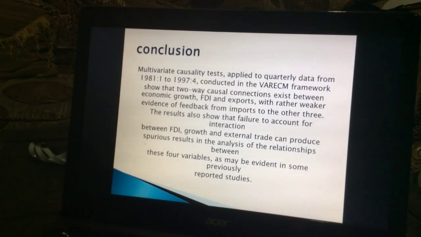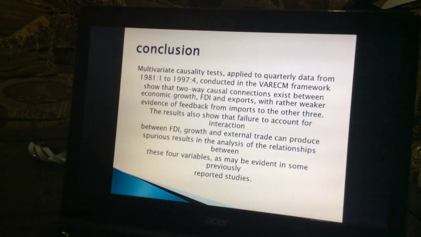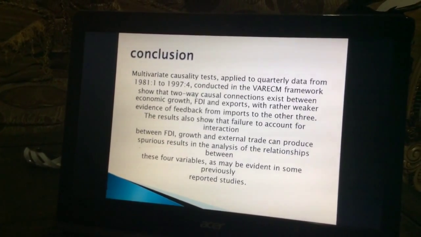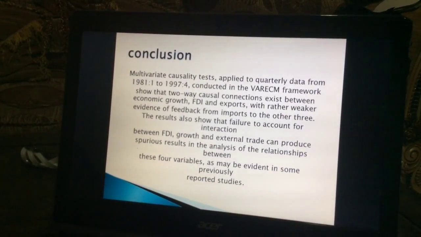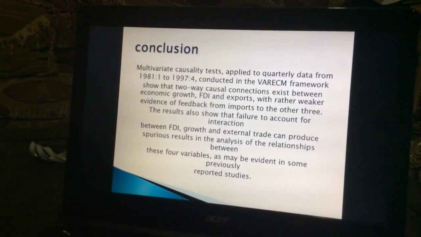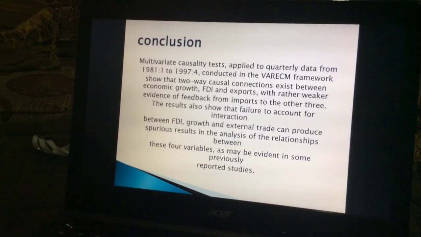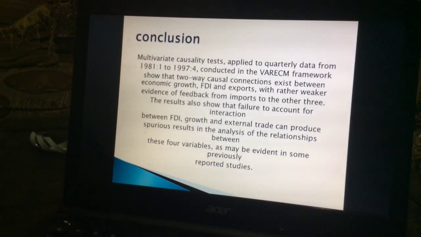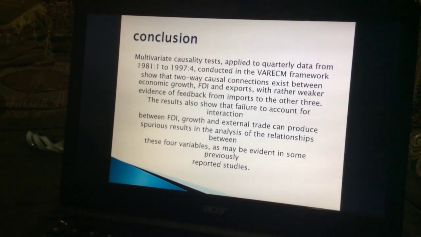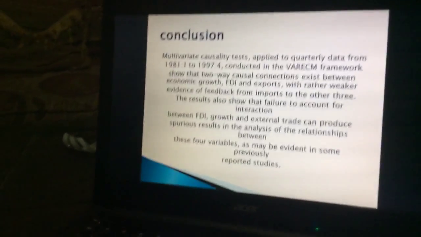Under the conclusion, the multivariate causality test applied to quarterly data from 1981 to 1997, conducted in the FAR ECM framework, shows that a two-way causal connection exists between economic growth, FDI, and exports, with rather weaker evidence of feedback from imports to the other three. That is my presentation today for this class.